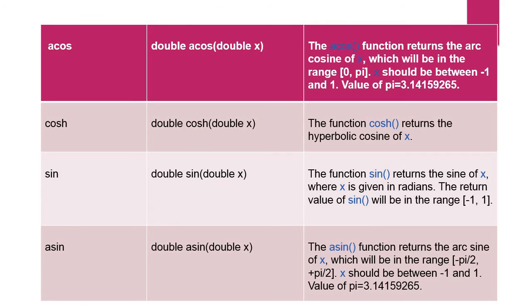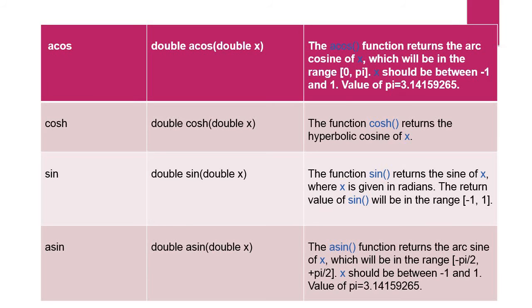Next is the acos function, double acos(double x). The acos function returns the arc cosine of x, which will be in the range 0 to pi. X should be between -1 and 1. The value of pi is 3.14159265. Next is cosh, double cosh(double x). The function cosh returns the hyperbolic cosine of x.